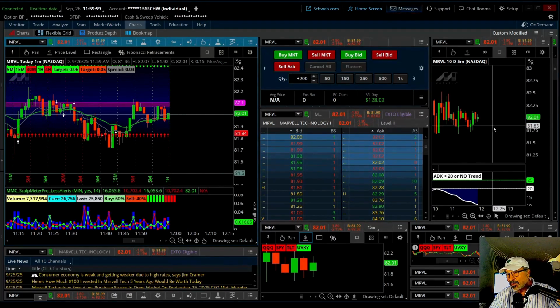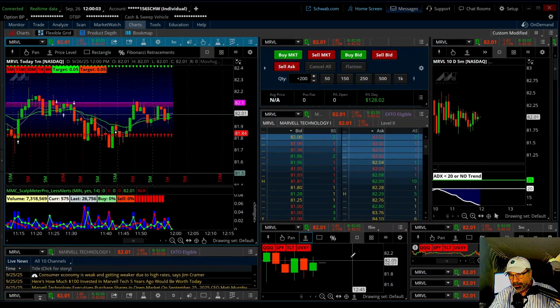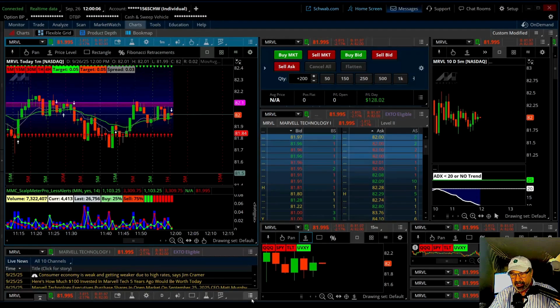Level 2, active trader, 5 minute chart, another 5 minute chart, 30 minute, 1 hour, 4 hour, all reduced, 15 minute over here, the news, and a day chart over here.